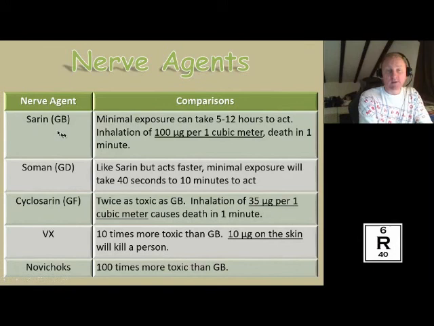Minimal exposure can take 5 to 12 hours to act. Inhalation of only 1,000 micrograms per 1 cubic meter will cause death within 1 minute. Soman is like sarin, but acts faster. Minimal exposure will take 40 seconds to 10 minutes to act, where for sarin minimal exposure can take 5 to 12. So for this one, it can take a minute to 10 minutes to kick in.